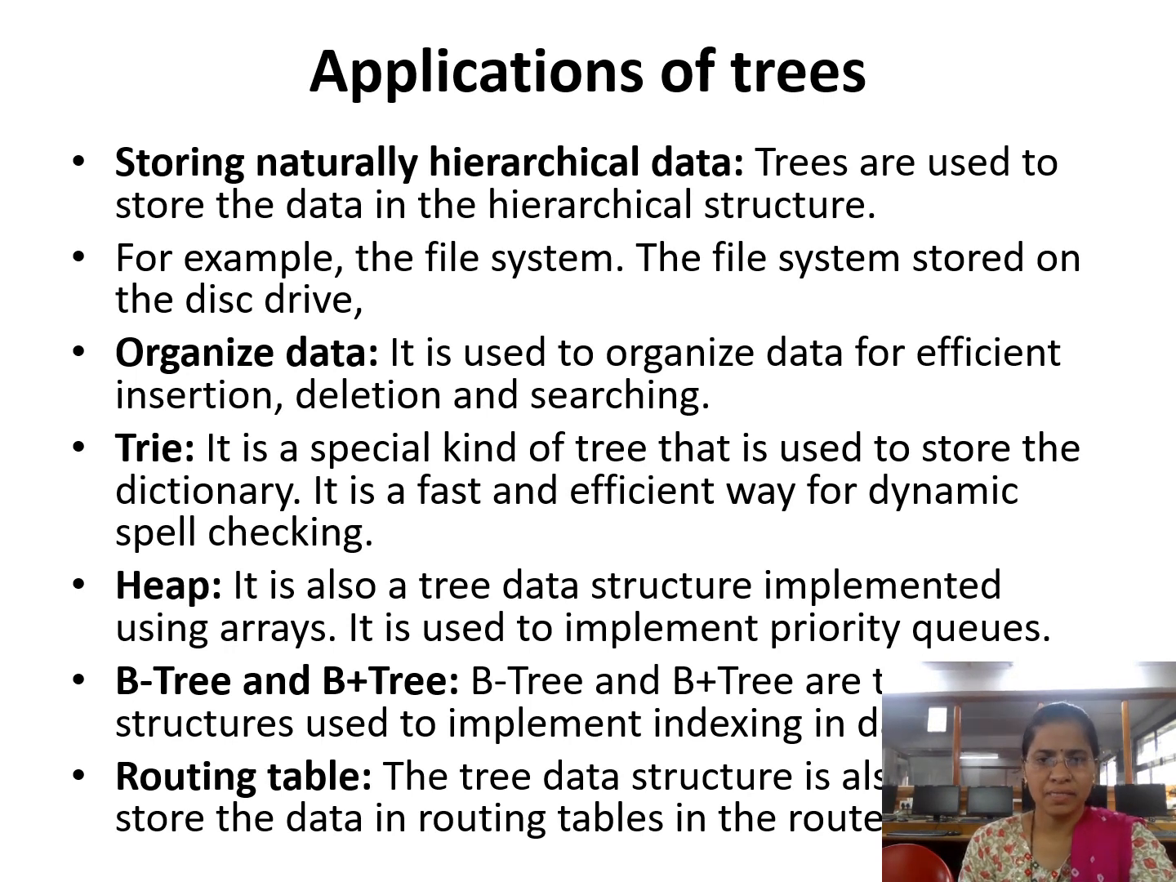Then a trie is a special kind of tree. It is used to store the dictionary. It is a fast and efficient way for dynamic spell checking. The next application of trees is the heap tree data structure, which is implemented using arrays, and it is used to implement priority queues. B and B plus trees are used to implement indexing in databases. Then another application of a tree is in the routing table, where it stores the information related to routers.